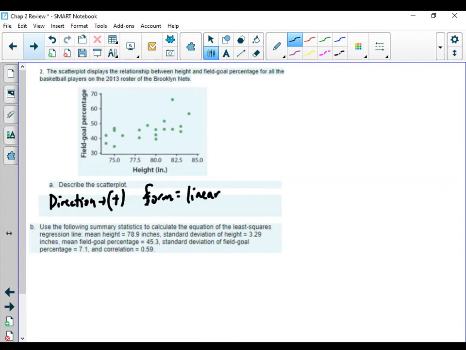We're going to describe it by the strength. Now, we don't have an R value on this one, and we don't have specific data points to help us find the R value. So we're going to basically just decide whether it's strong or weak. This one's fairly close together, so we'll call this one strong. And then remember, we want to look for, are there any outliers?